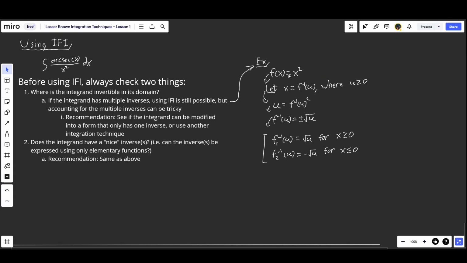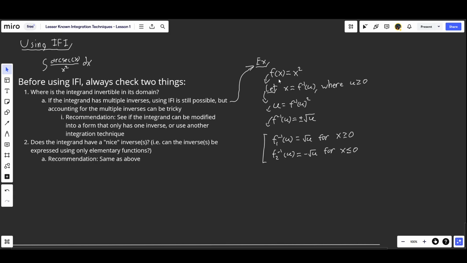And if you set x equal to the inverse of f of u, plug it in and solve for the inverse of f of u, you'll see that the inverse can be either plus or minus the square root of u. And it's the positive square root of u for x greater than or equal to 0, and it's minus the square root of u for x less than or equal to 0.